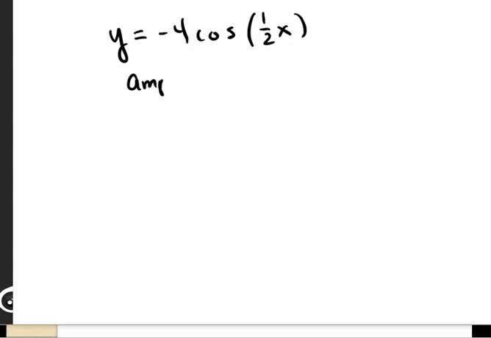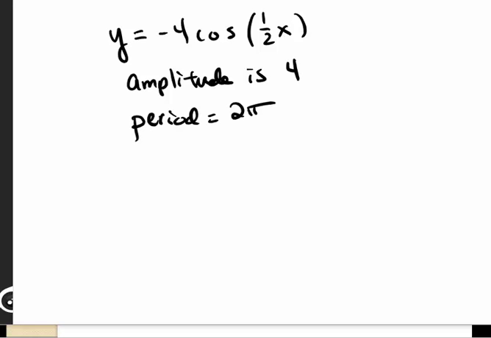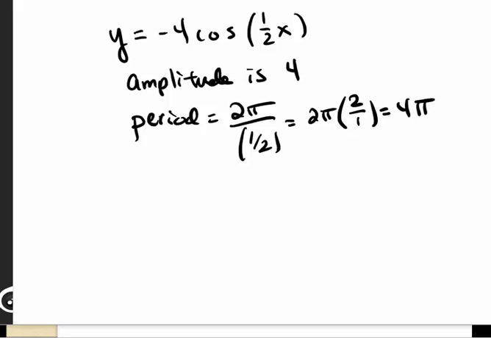Okay, now we'll look finally at a cosine graph. We're going to do negative 4 cosine of 1/2 x. So here the amplitude is 4, the absolute value of a. It's also got a reflection across the x-axis, but the amplitude is 4 because it's a distance. The period is 2 pi over k, so 2 pi over a half, which is the same thing as 2 pi times 2, or 4 pi. If you put in a half, you get a stretch by 2 to 4 pi.